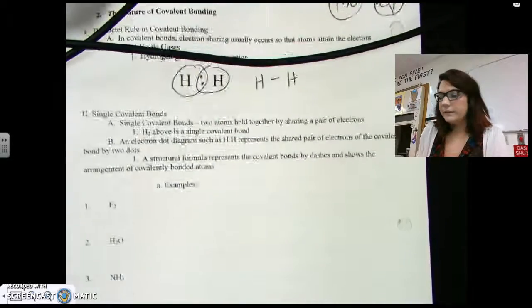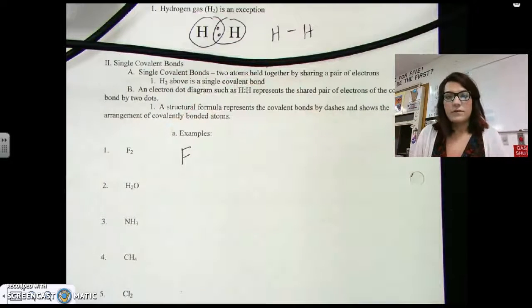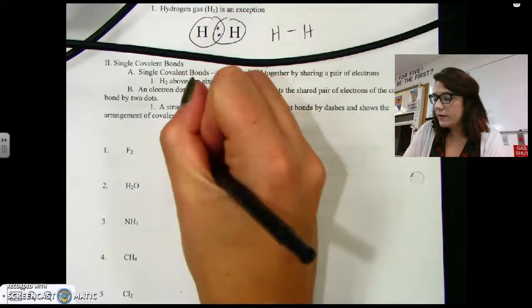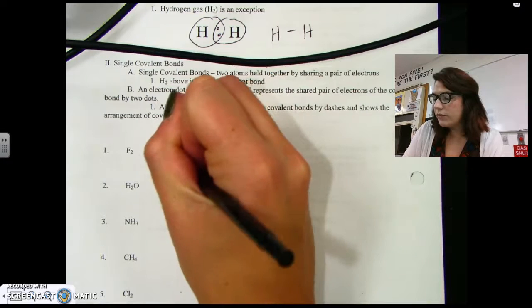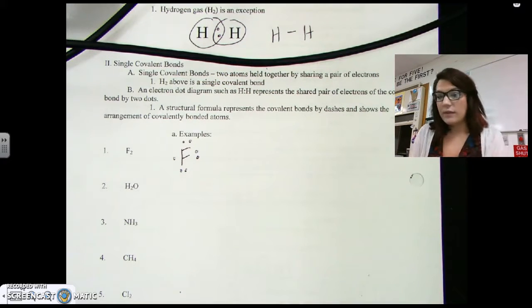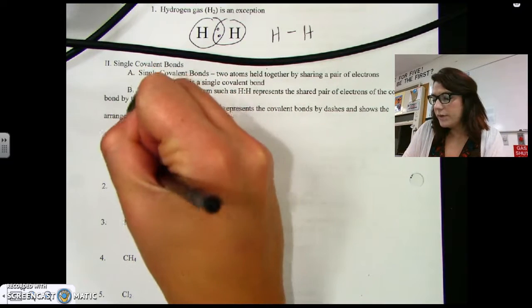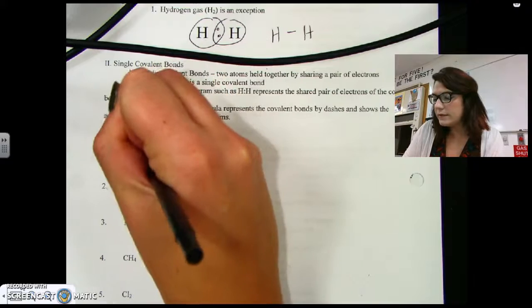All right, fluorine is going to be our first one, okay? How many valence electrons does fluorine have? I hope you said 7, and it does, so I'm going to go 1, 2, 3, 4, 5, 6, 7, okay? And since I have 2 fluorine atoms, I'm going to have another fluorine that's going to be 1, 2, 3, 4, 5, 6, 7.